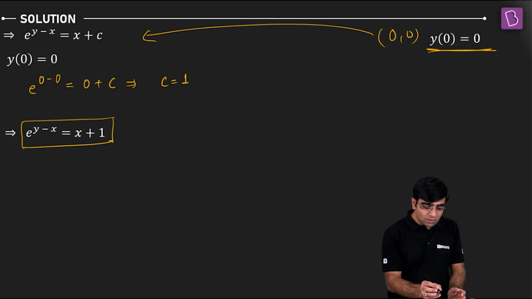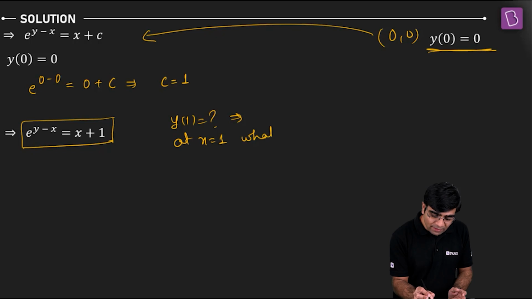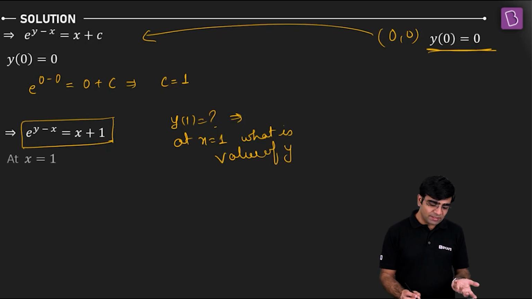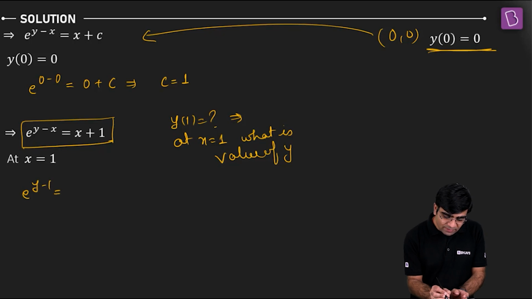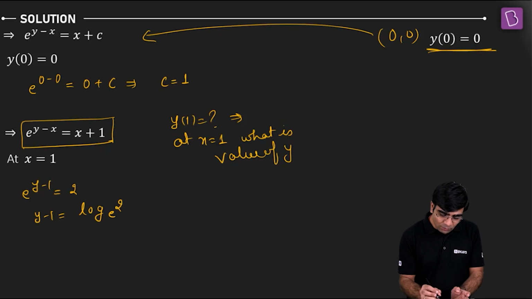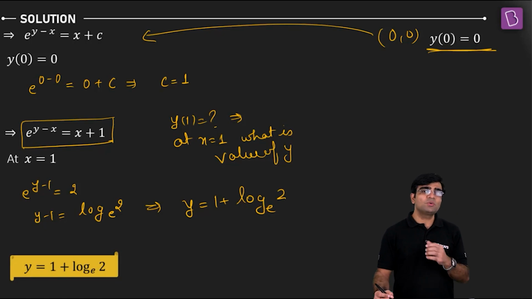What is my question now? They are asking what is y1. Basically, they are asking that at x equal to 1, what is the value of y? For that, I'll just plug in the value x equal to 1. At x equal to 1, it becomes e to the power y minus 1 is equal to 2. From here I can say that y minus 1 is equal to log 2 to the base e. So y is equal to 1 plus log 2 to the base e. Hence, y equals 1 plus log 2 to the base e is my answer.